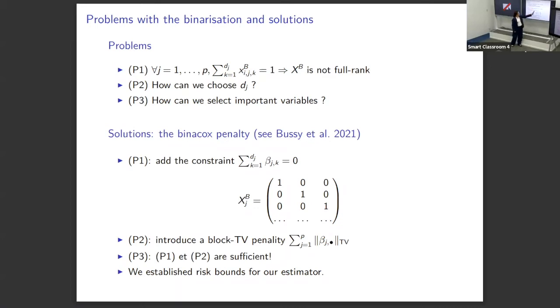So what we did, we added the constraint that all the coefficients for all the rows of one initial variable have to sum up to zero. And we introduce a block TV penalty. So if this penalty gets to zero for one block, with this constraint all the coefficients are zero, so the variable has no influence. And what's important, we looked at the mathematical part of this algorithm, and we established a bound for our estimator, and this bound gives us an order of magnitude for the number of intervals we have to consider.